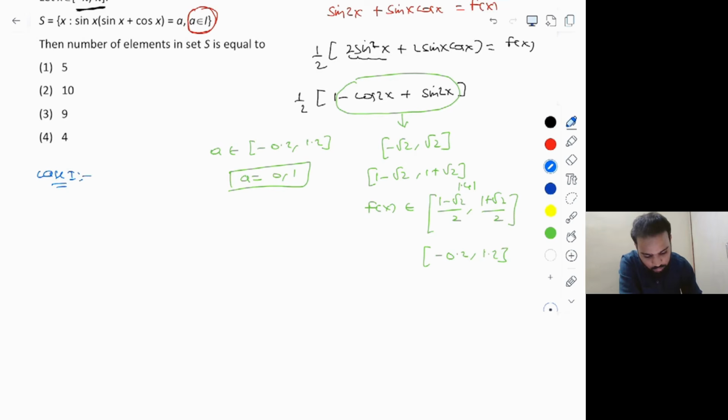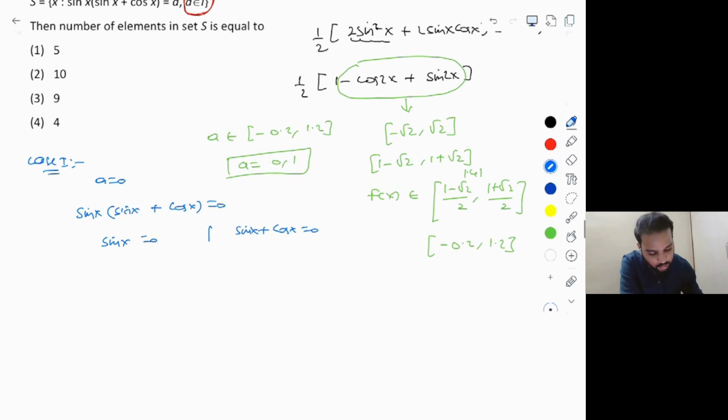Let's take the case one, that is a is equals to 0. Now this is an easy case because if I take a is equals to 0, the given equation changes to sin x plus cos x is equals to 0. And since the right hand side is 0, it is easy. So I can say one case is sin x is equals to 0, other case is sin x plus cos x is equals to 0.